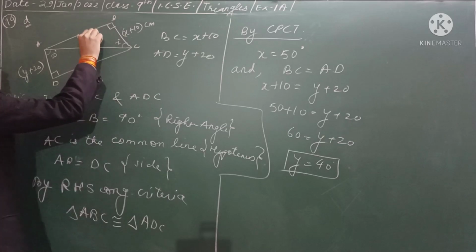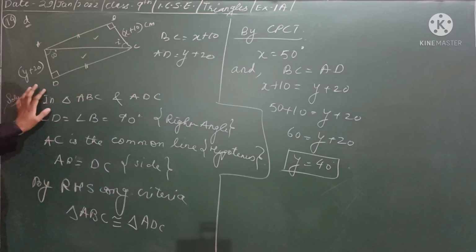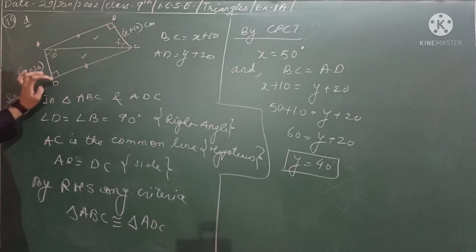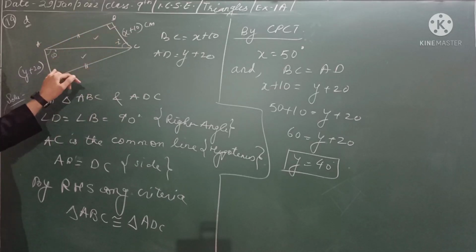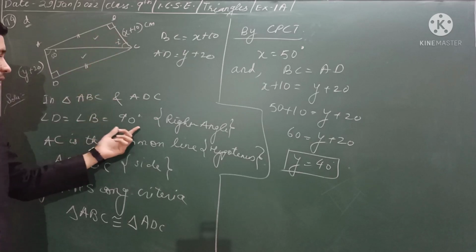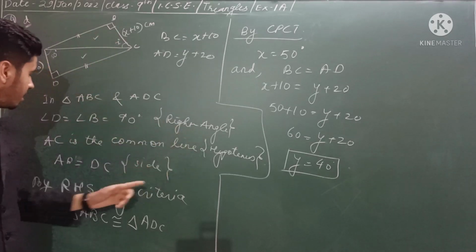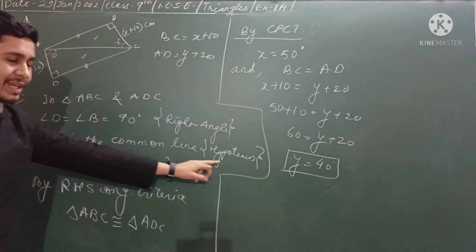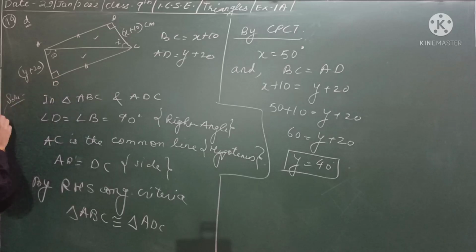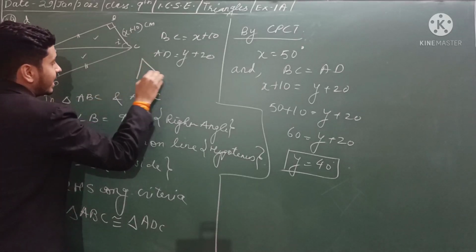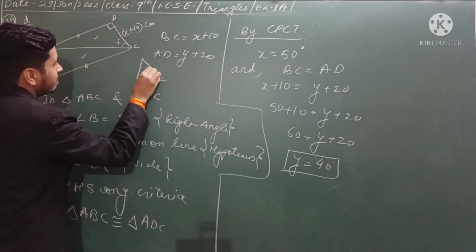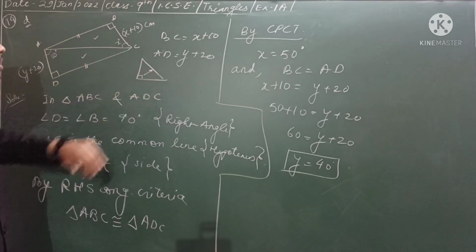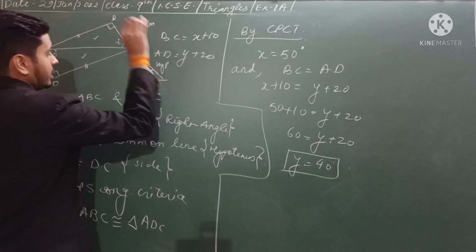So what we are going to do, we are going to use the application of this congruency criteria. We are taking these two triangles, triangle ABC and ADC here. We know that angle D and angle B are each 90, so we got one right angle. AC is the common line in both the triangles, so we can consider that to be the hypotenuse. You know what is hypotenuse? No? In a right angle triangle, the side which is opposite to the 90 degree is the hypotenuse.